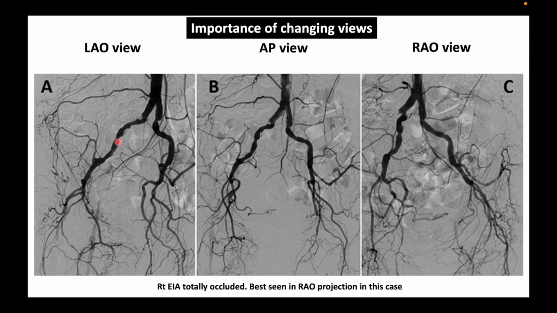Then it's important to look at different views, different angulations. So if you look at this right internal, external iliac artery, you can see it's totally occluded, but it's best seen in RAO projection in this. So if you see over here, it's very difficult to exactly see where the point of occlusion is. Again, you can see something over here, but it's not very evident. But once you go into the RAO view, you can see that the proximal cap is now very evident. This is the internal iliac artery, common iliac artery, and the external iliac artery is totally occluded here.